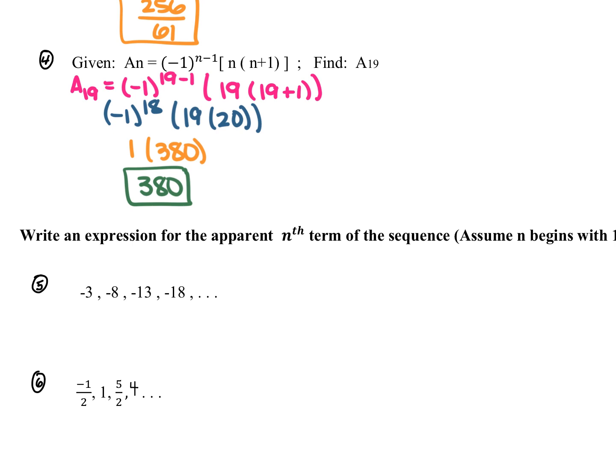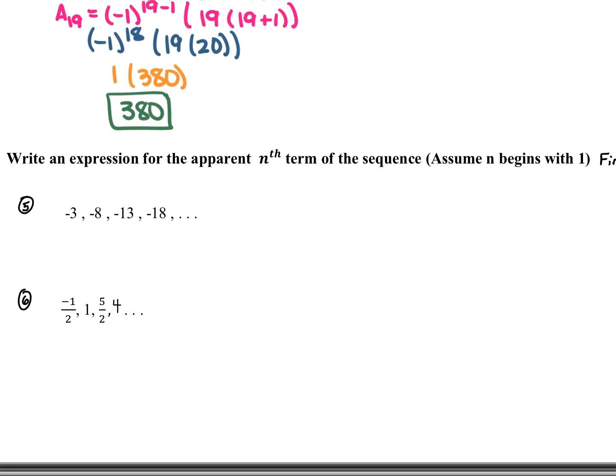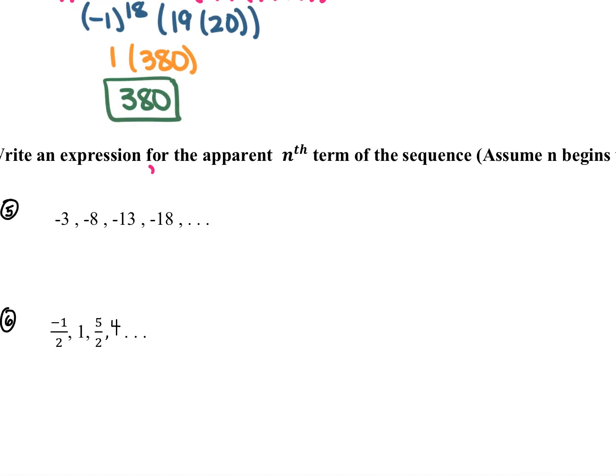For number 5 and 6, it tells you to write the expression for the nth term of the sequence. You're going to assume n begins with 1, and then you're going to find a sub 570. So you're going to find the 570th term after you find the rule. With this, we're going to use the formula a sub n is equal to a sub 1 plus n minus 1 times d. So the first thing we have to do is find our common difference. So we're going to be either adding or subtracting something, and that is what d is going to equal.